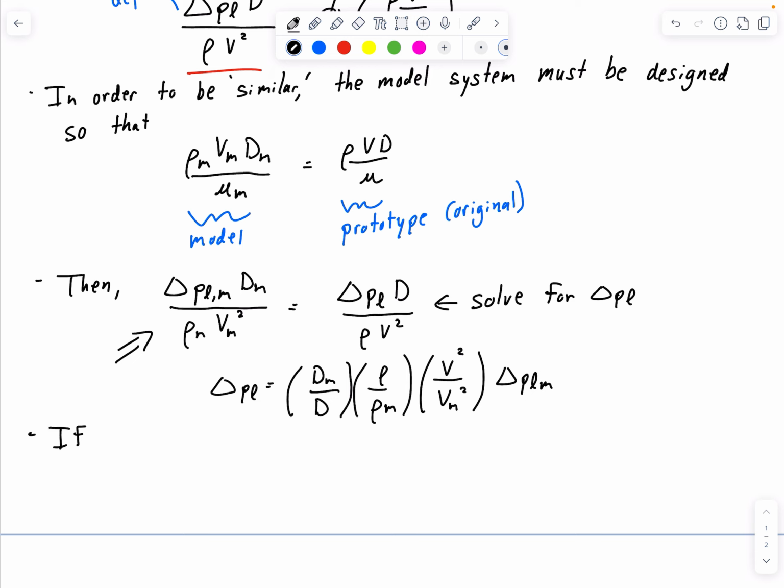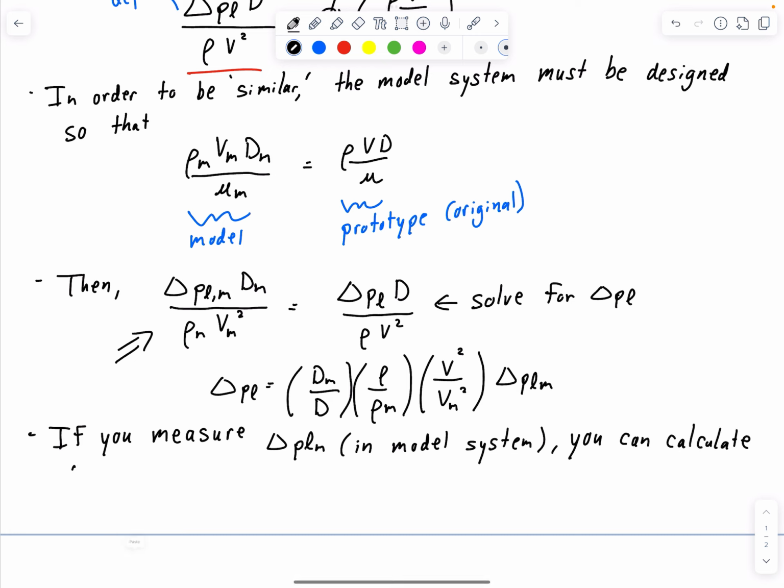If you measure delta p sub L m in the model system, you can calculate delta p sub L in the prototype, which is, again, your original system. So this is a very powerful technique.